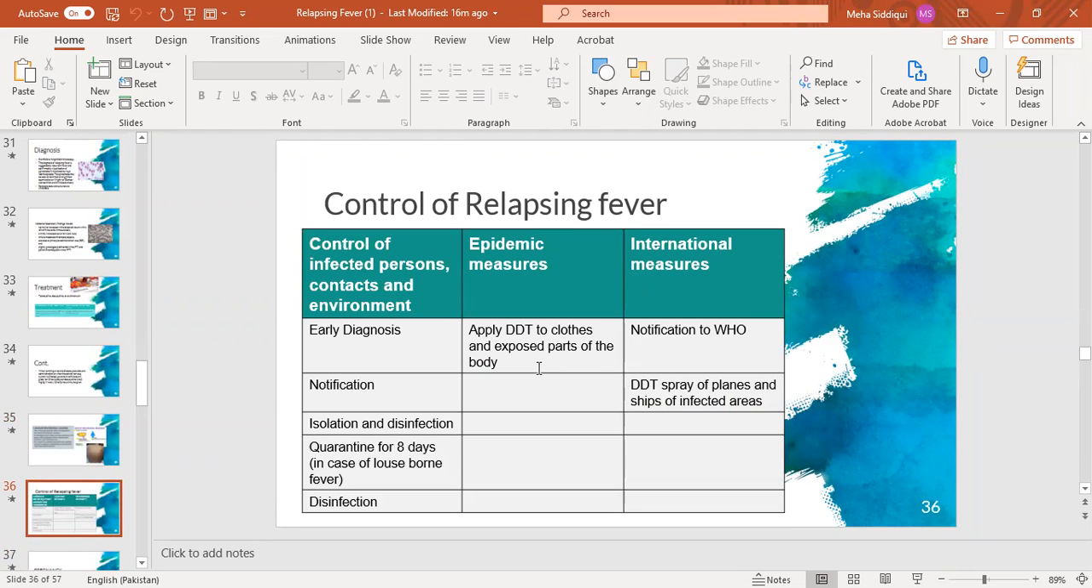Control of relapsing fever. There is control of infected persons, contacts, and environment through early diagnosis, notification, isolation, and disinfection. And we do disinfection usually with DDT. Quarantine for 8 days in case of louse-borne relapsing fever. Then epidemic measures, applying DDT to clothes and exposed parts of the body. Then international measures, notification to WHO, DDT spray of planes and ships of infected areas.